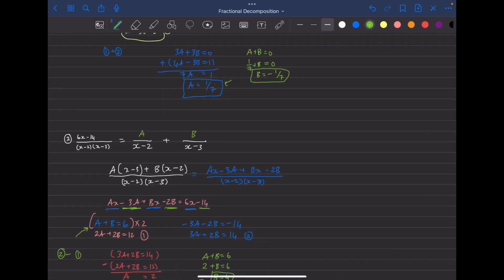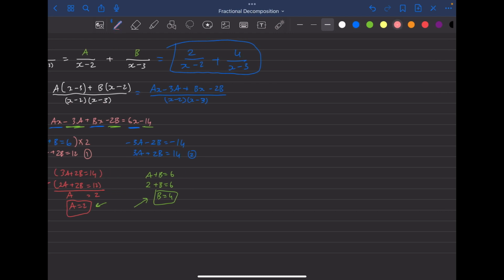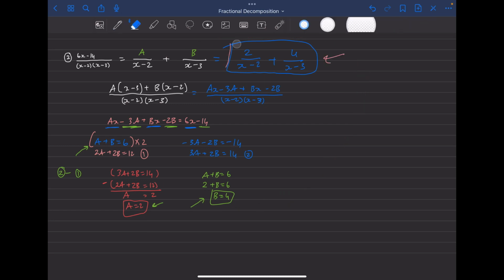Let's put these back into the original equation. So we would get 2 over x minus 2 plus 4 over x minus 3. And we are done. All I did, once again, was put the a and b values that we got into the original variables to get the new looking equation over here. So we successfully decomposed a fraction into 2 smaller fractions that we can use later on.